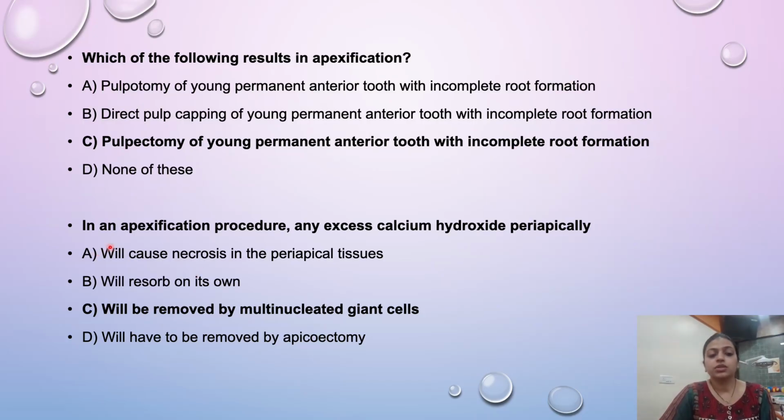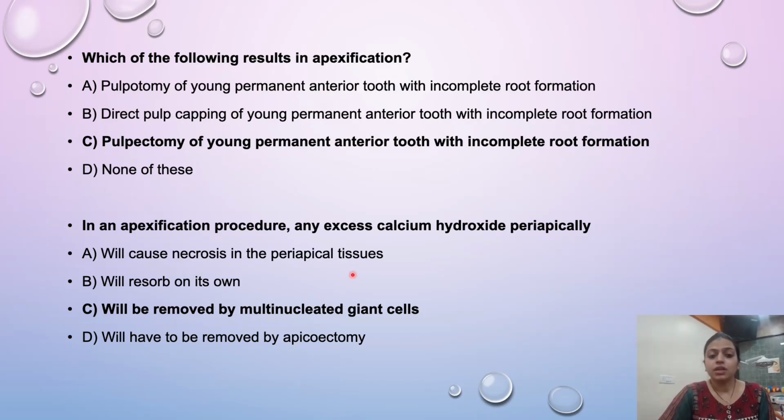Then the second question I would like to discuss is: in an apexification procedure, any excess calcium hydroxide periapically, A. will cause necrosis in the periapical tissues, B. will resorb on its own, C. will be removed by multinucleated giant cells, or D. will have to be removed by apicectomy.